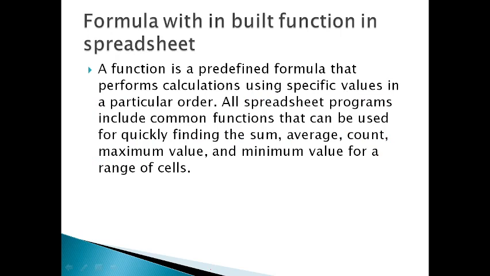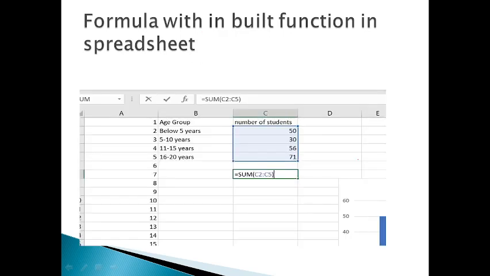Now formula with inbuilt function in spreadsheet. Inbuilt functions are functions like equals to SUM, equals to AVERAGE, MAX, MIN. These are the inbuilt functions. We have many inbuilt functions, we have COUNT also. A function is a predefined formula that performs calculation using specific values in a particular order. All spreadsheet programs include common functions like sum, average, count, and finding maximum and minimum values for a range of cells.